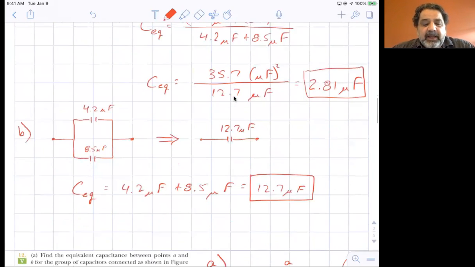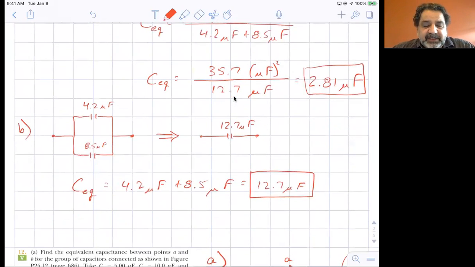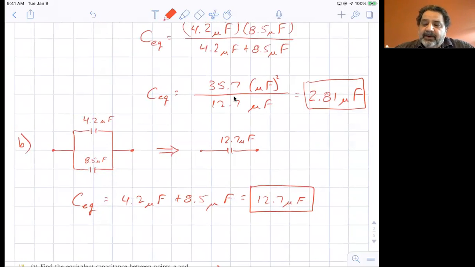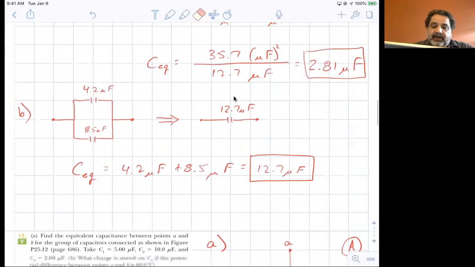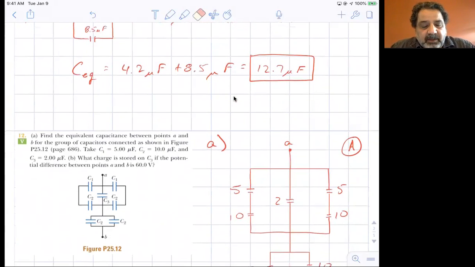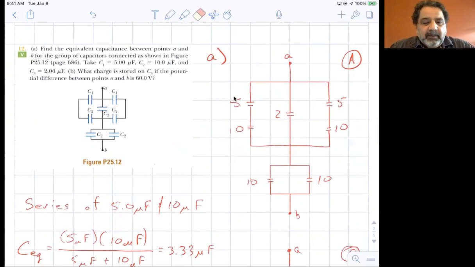Now, let's do it in parallel. And parallel is very easy. You just add them. So the C equivalent is 4.2 microfarads plus 8.5 microfarads, and you get 12.7 microfarads. You already got that total in the denominator here, so you already know that value. So it's 12.7 microfarads. Now here's the real killer problem. It's not really a killer. It's tedious, but it's not difficult.